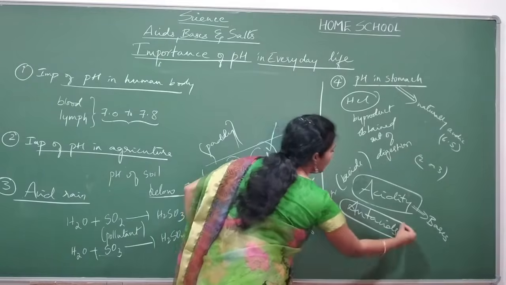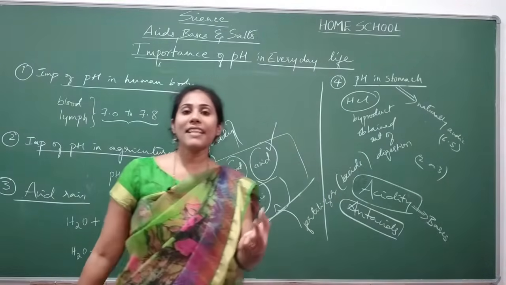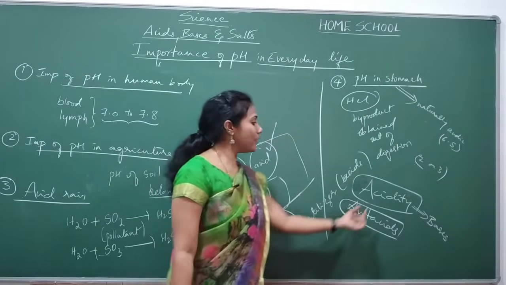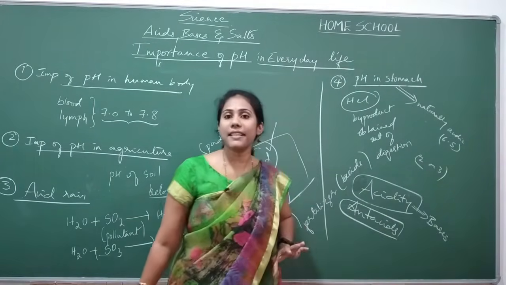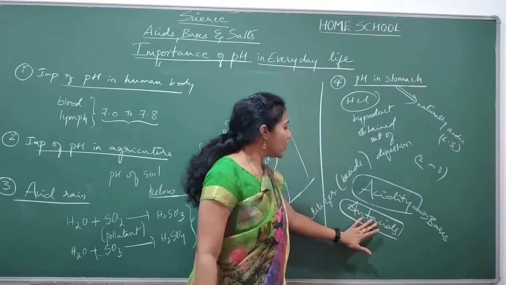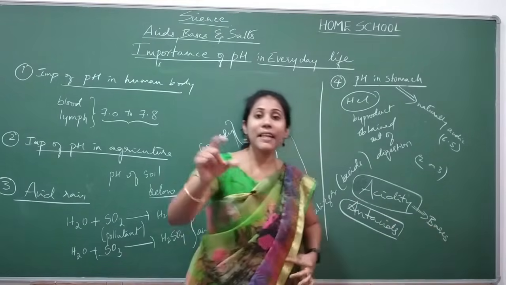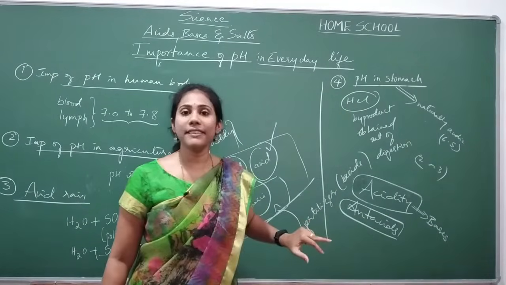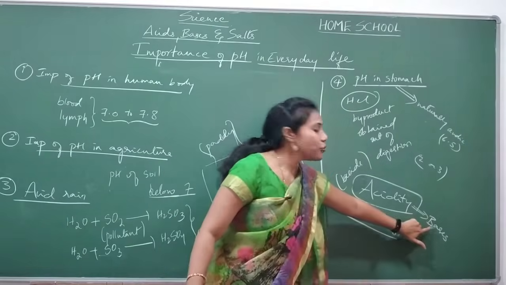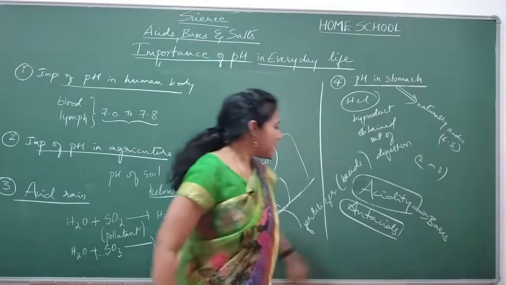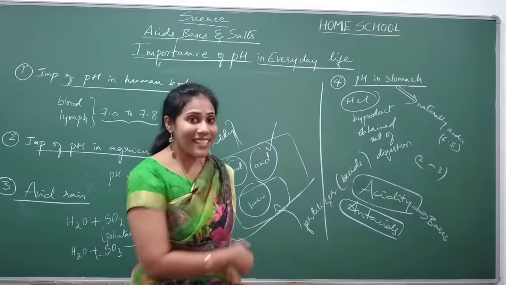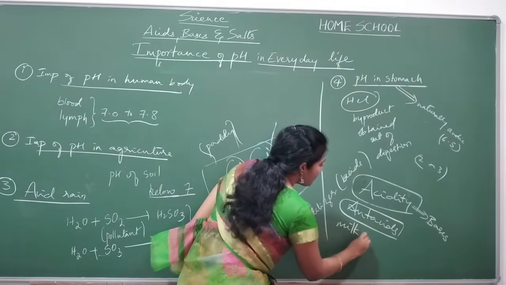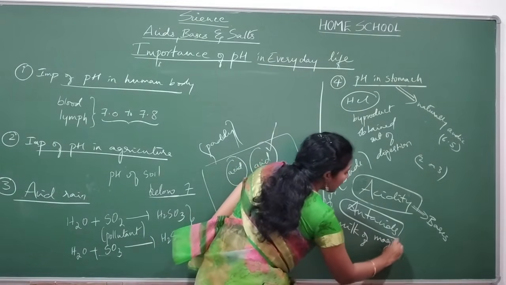Antacids. So what do you mean by antacids? Antacids are the medicine that are taken to treat which problem? Acidity. So usually, what are antacids? Antacids are bases. So why are you taking bases? Because in the stomach you have more HCl. To neutralize HCl, you should take some bases only. So which is the best antacid that is available in the market? Milk of magnesia.